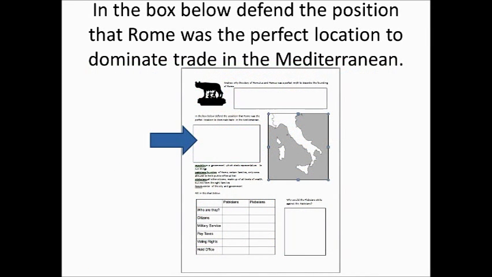Okay, so now on your notes, what I would like for you to do is, where the arrow is pointing, defend the position that Rome was the perfect location to dominate trade in the Mediterranean.